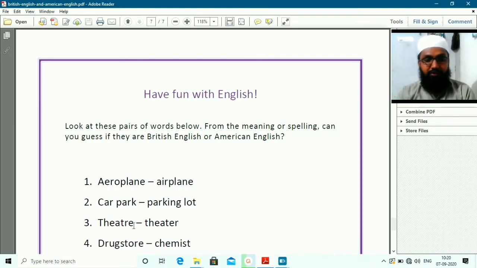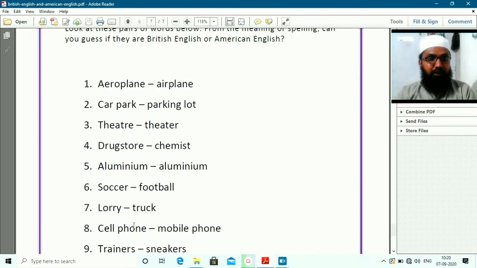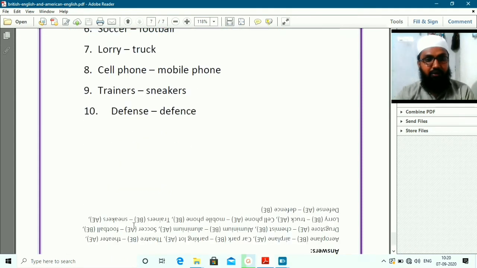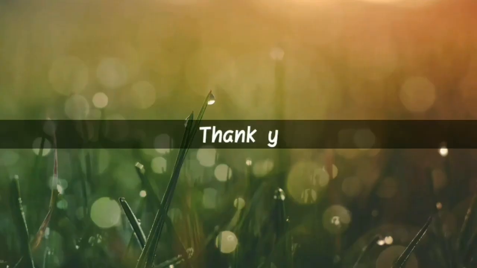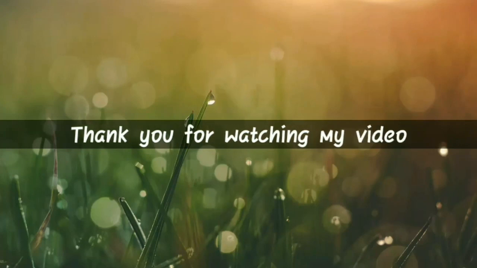So finally, with these words I would like to conclude. Aeroplane. Here in Britain we used to say aeroplane. Here we have to say airplane. Here I have given some examples. So with the help of this, try to acquire knowledge of this. Thank you very much.